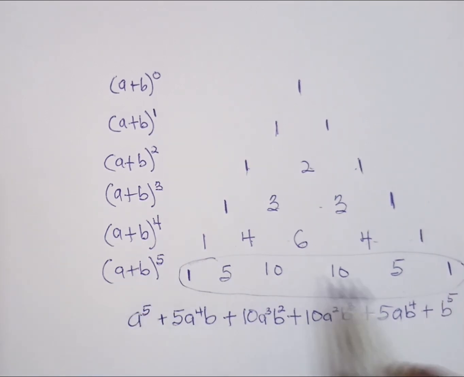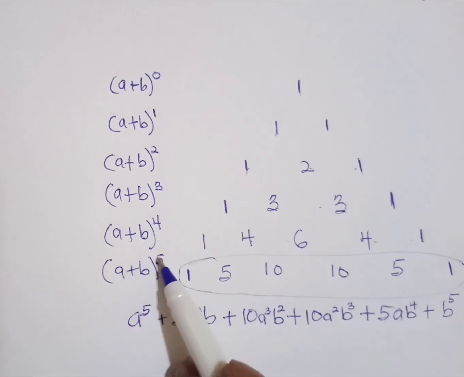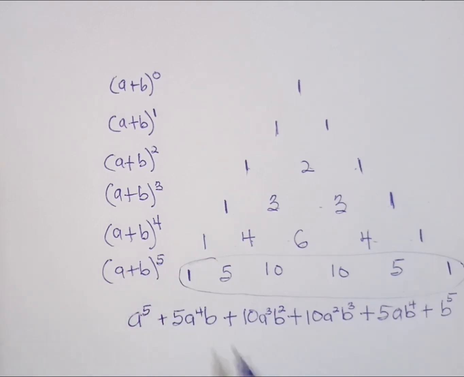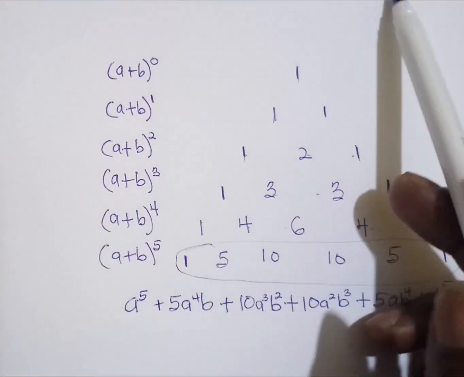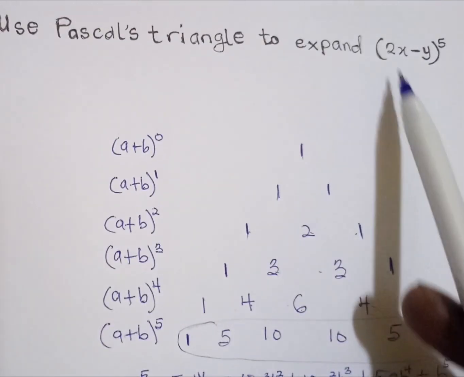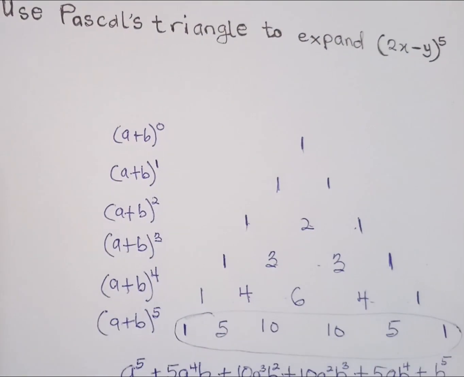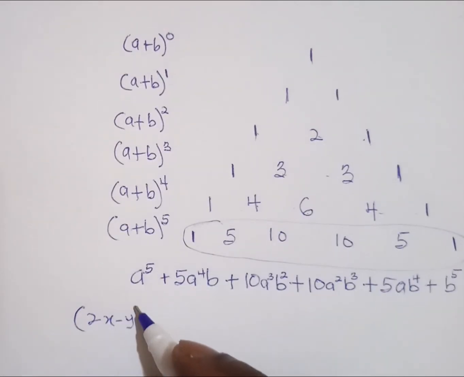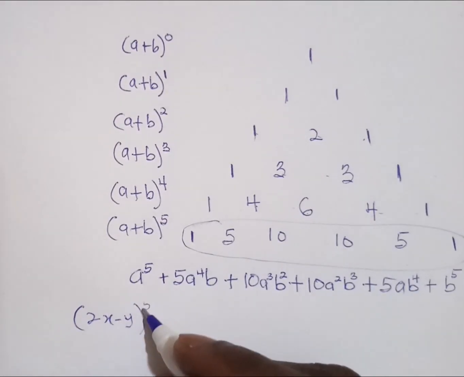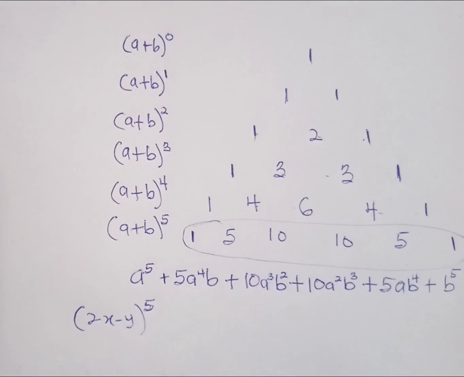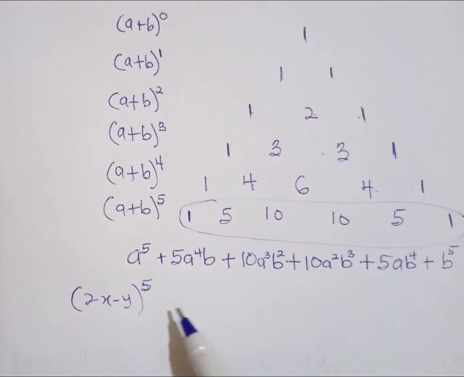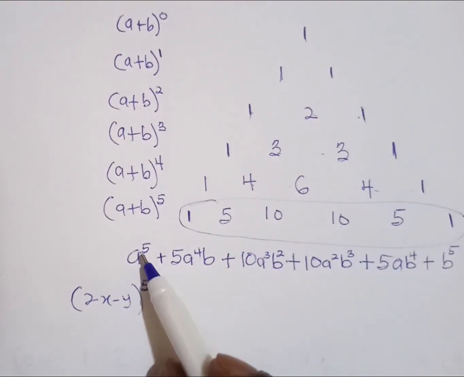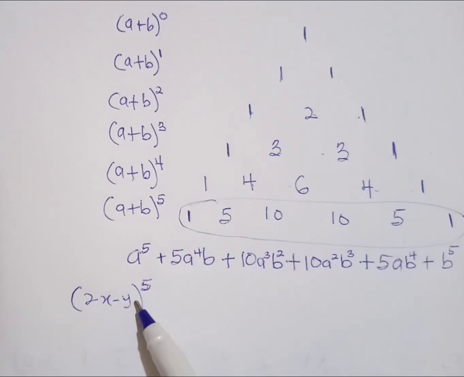So if we are having the expansion for the exponent 5, this is what we are going to get. Now we are going to substitute into this. We are going to take the question. The question gave us (2x - y) exponent 5. So this is what was given to us, and we are going to base on this and work on this one.